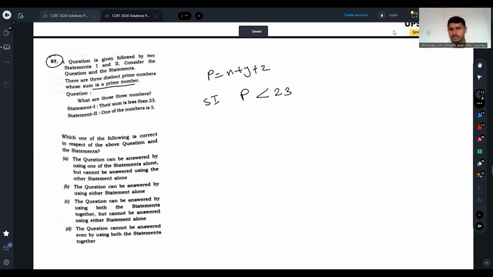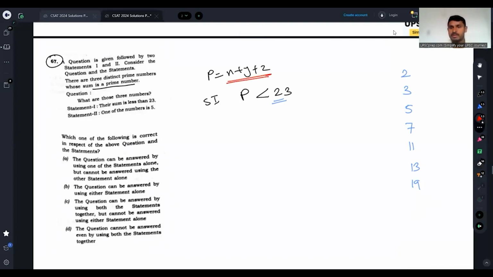Let's write down the prime numbers which will give us a sum less than 23. So 2 is the first prime number, then 3, 5, 7, 11, 13, 19. Up to 19 we can use only, because if you go over 23, the sum will definitely be more than 23. So let's stop here, and we have to use 3 prime numbers. Let's try one by one now.